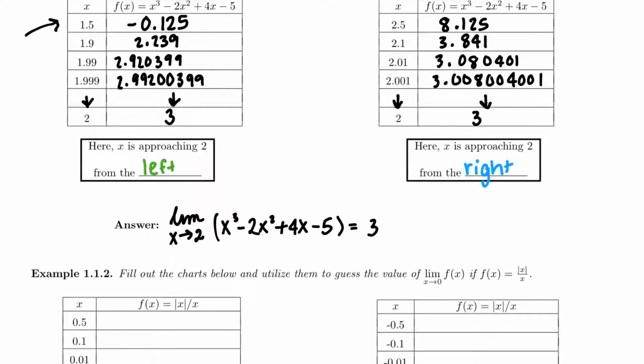is 3. The y values are approaching 3 as x approaches 2. So our real answer here is 3. The full thing is the limit as x approaches 2 of x cubed minus 2x squared plus 4x minus 5 is equal to 3.